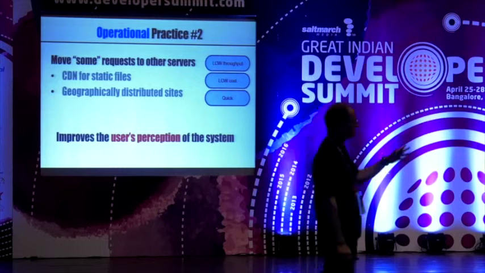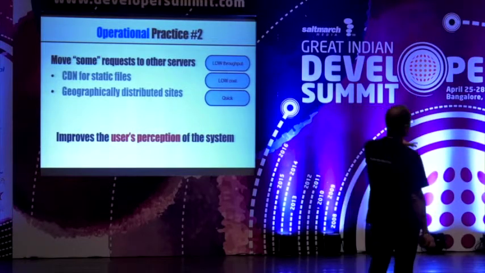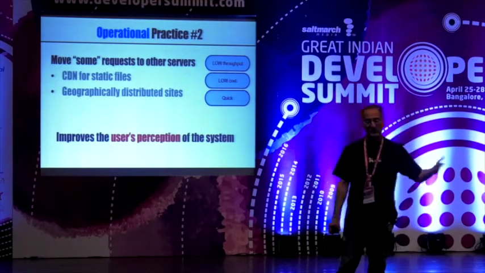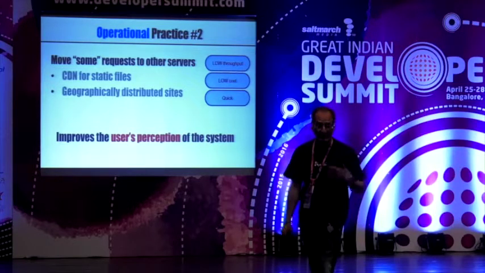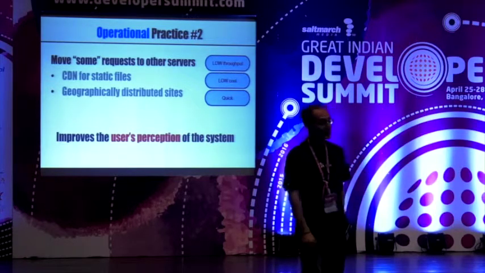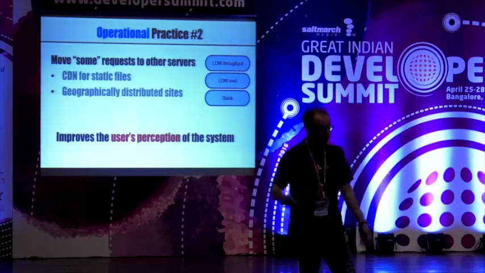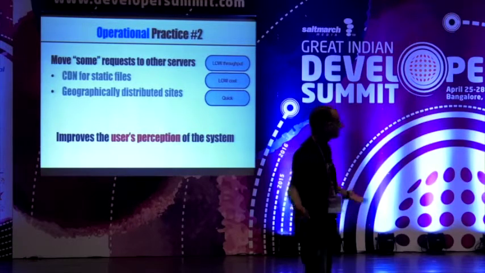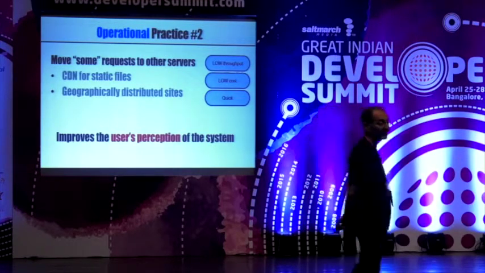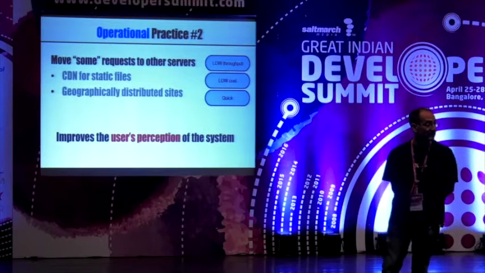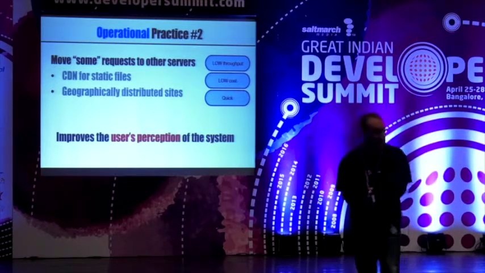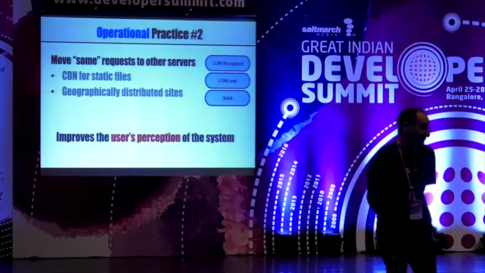Number two, this is much easier. Move some requests to other servers. Offload requests, typically for static resources, to other services, for example CDNs, content delivery networks. Sounds like a stupid thing to do, but it works. It's pretty effective. And it's a pretty common solution.